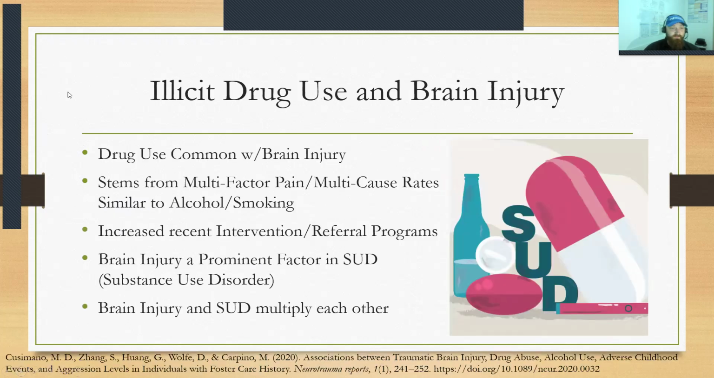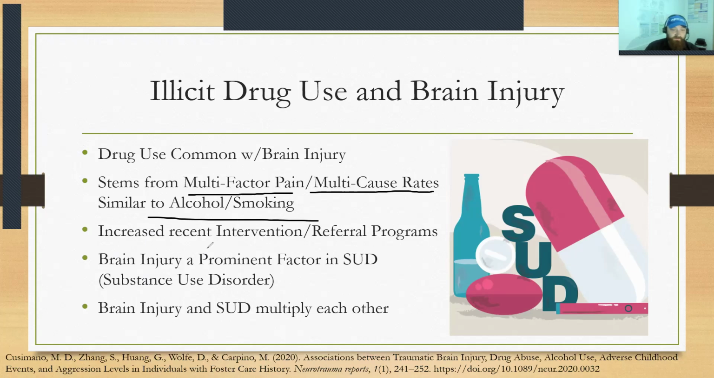Let's continue. Illicit drug use. And by illicit, we mean illegal. We're talking about prescription drugs that were prescribed for someone else that you got. We're talking about manufactured, unmanufactured substances. Unfortunately, this is kind of common with brain injury, especially traumatic brain injury. But what we find is that this stems from multi-factor pain and multi-cause, similar to smoking and alcohol, but we tend to see that this is a multifaceted kind of a cause here. We see that, okay, maybe the person's in pain, maybe they're depressed, maybe they're under anxiety, maybe who knows what's going on in their life. That's why it's important to get to know the person.